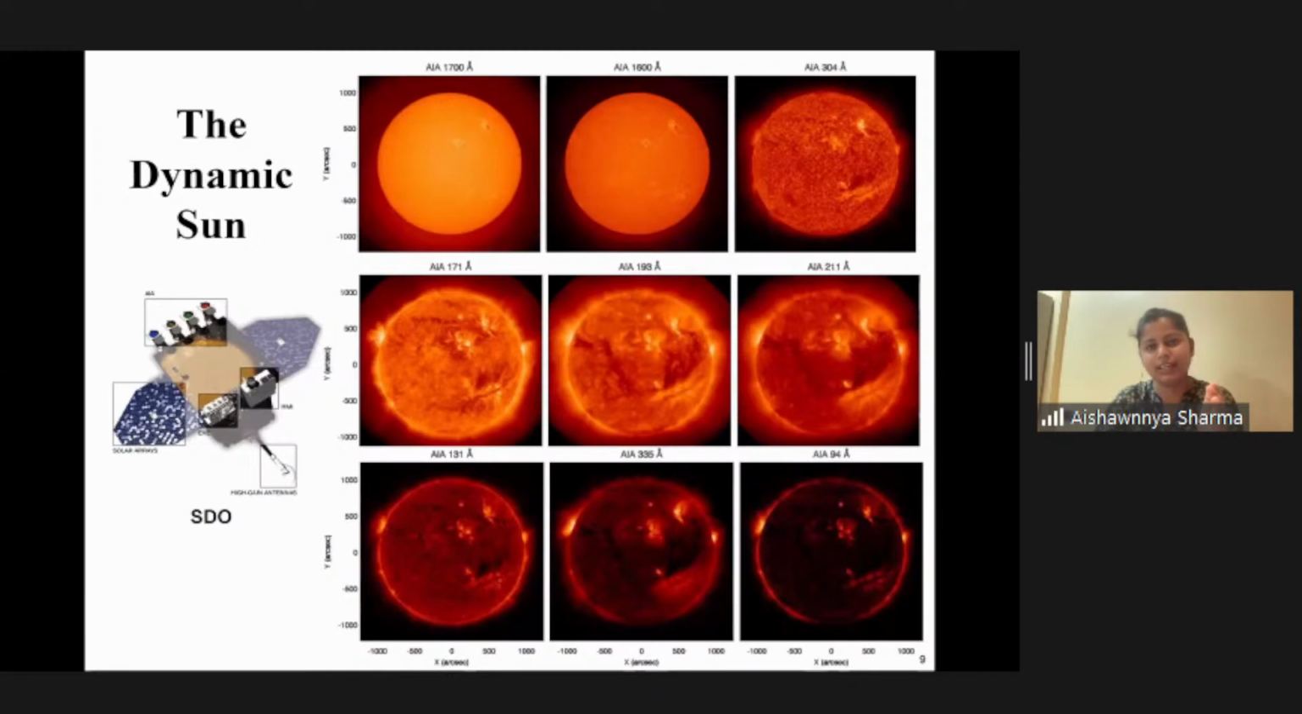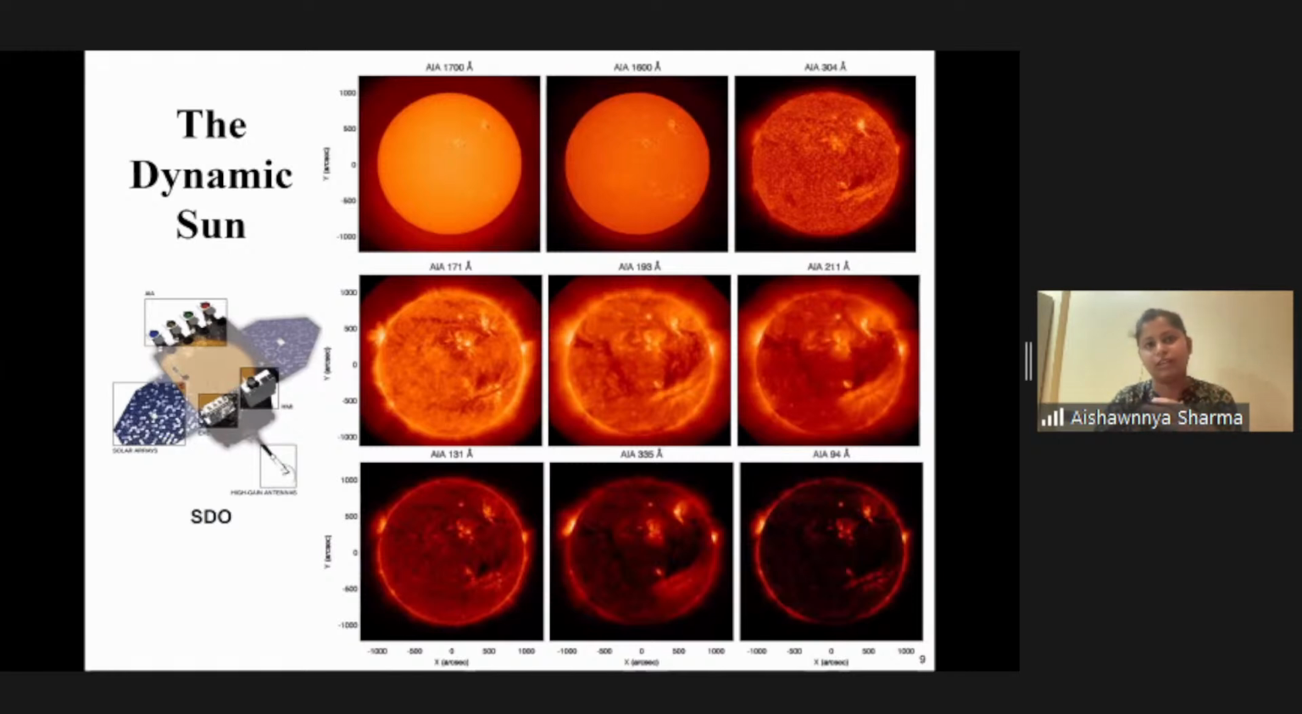like here I am showing, you can see at the top of each panel I am writing AIA 1700 angstrom, AIA 1600, AIA 304 angstrom. These are some of the wavelengths taken by an instrument, AIA, the Atmospheric Imaging Assembly, on board the satellite SDO, the Solar Dynamics Observatory. These wavelengths correspond to far UV, extreme UV or near UV. Now these different wavelengths correspond to different temperatures, and hence different layers of the solar atmosphere with height.